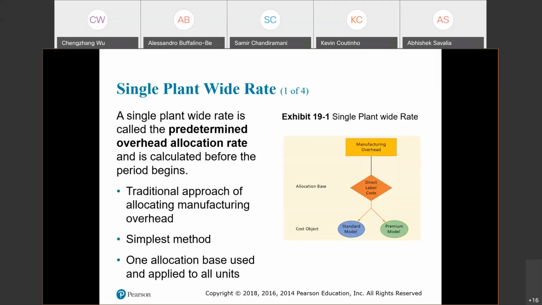So as you can see, this is the production process of the Smart Touch Learning company. The management team has compiled the total manufacturing cost for both models, which is $100,000.